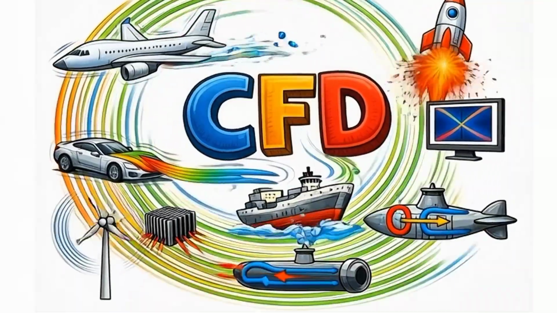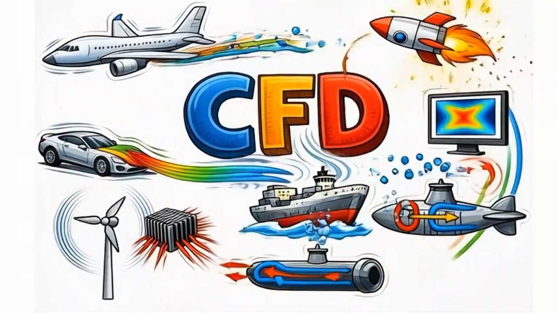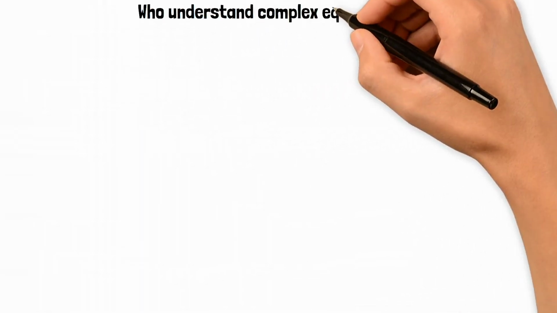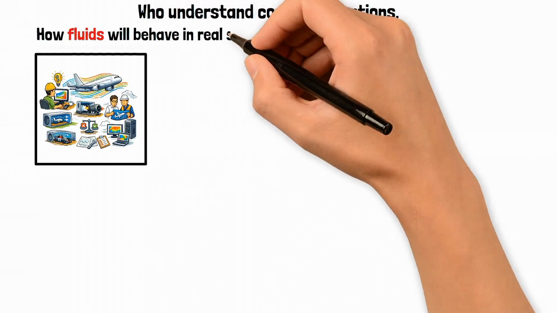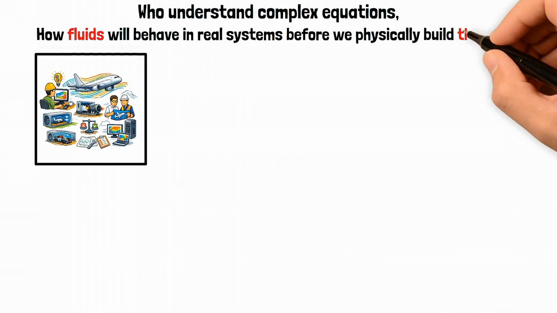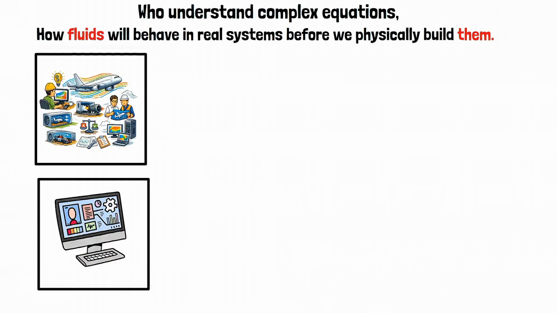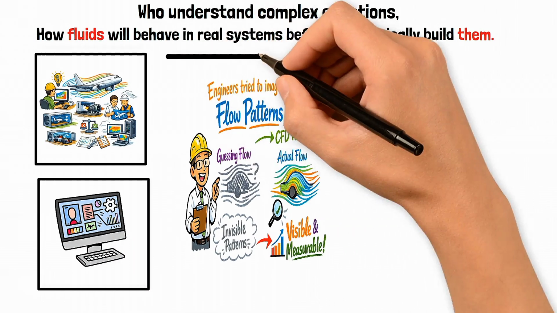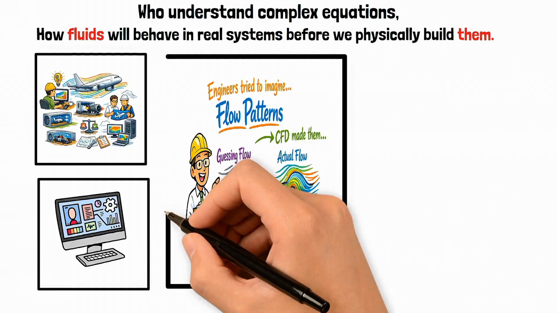Most people think computational fluid dynamics, CFD, is an advanced topic meant only for experts who understand complex equations. But the truth is that CFD was developed to answer a very practical engineering problem: how fluids will behave in real systems before we physically build them. Long before computers, engineers already tried to imagine flow patterns. CFD simply made those invisible patterns visible and measurable.